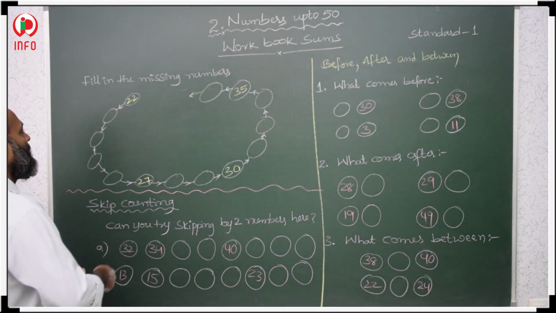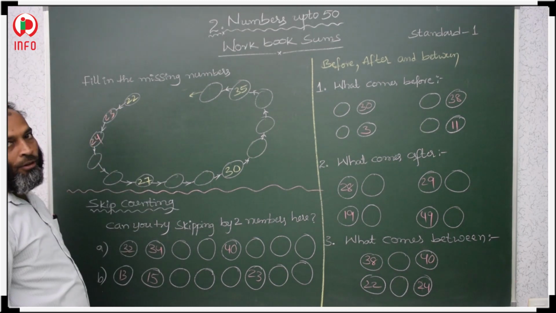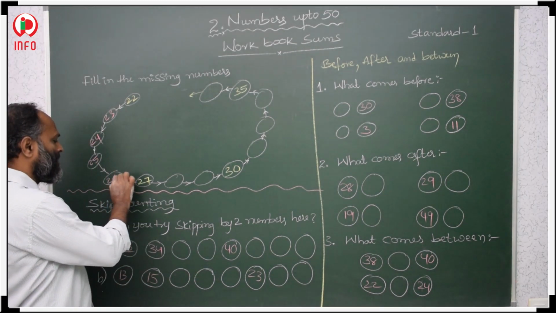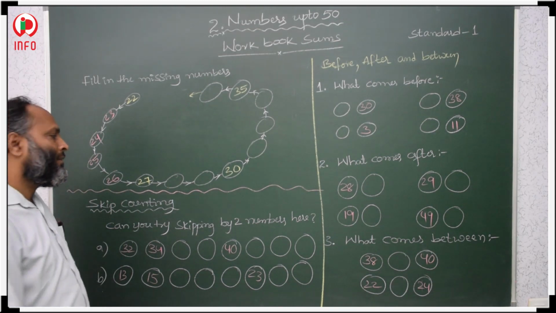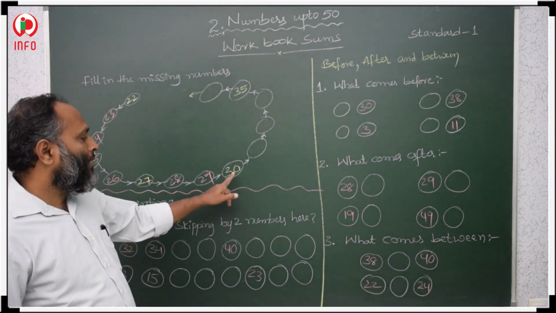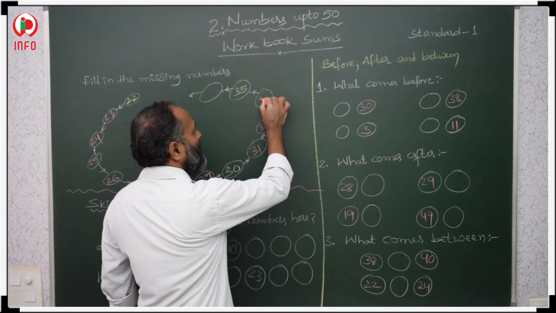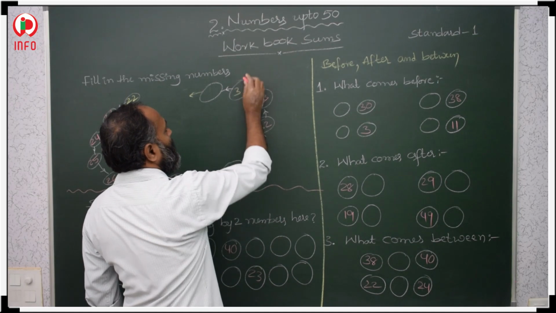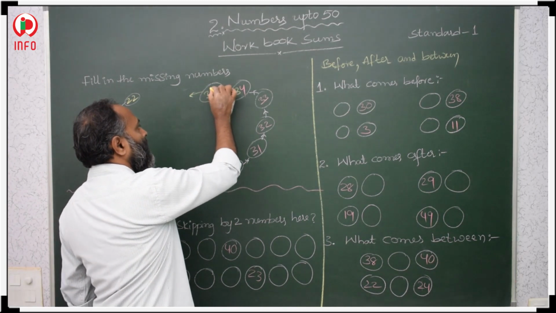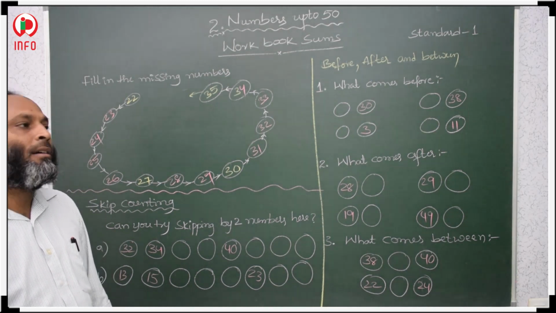22, after 22, what number will come? 23, 24, then 25, thereafter 26, 27, then 28, then 29, then 30, then 31, 32, 33, here 34 will come, and at the end 35. In this way we have to write our missing numbers.